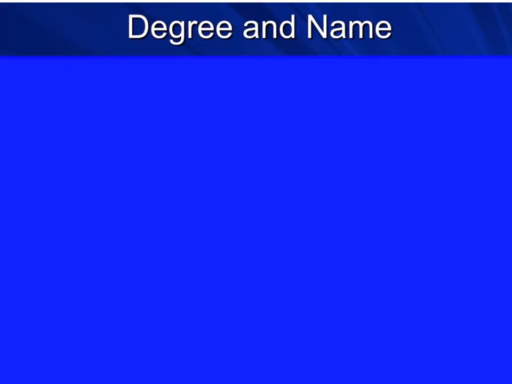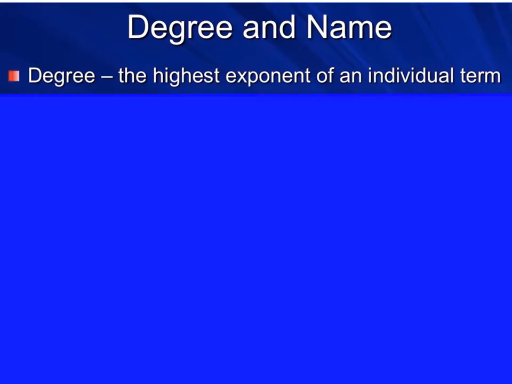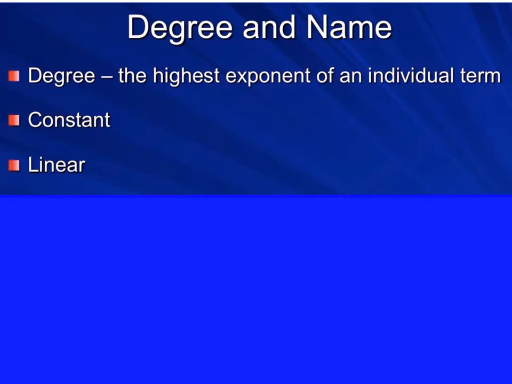Since we're going to name a polynomial by its degree, we need to know what the degree is. So the degree is the highest exponent that's attached to an individual term in our polynomial. For example, if I had y equals x to the 6th plus 2, then the degree of this function would be 6. So let's name a bunch of different polynomials by their degree. A few of them, many of them, will be familiar to you.